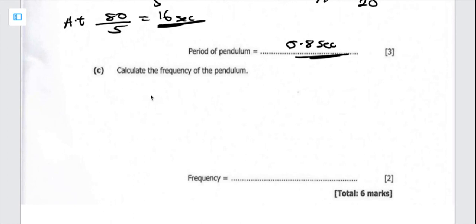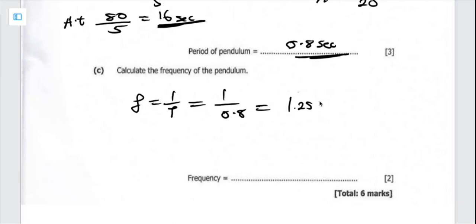In this case, it's 1 divided by 0.8. So 1 divided by 0.8, I'm going to have 1.25. Frequency is measured in Hertz. Then from there, we are done. This is how you're supposed to answer this question.